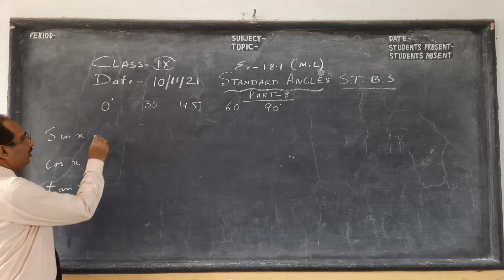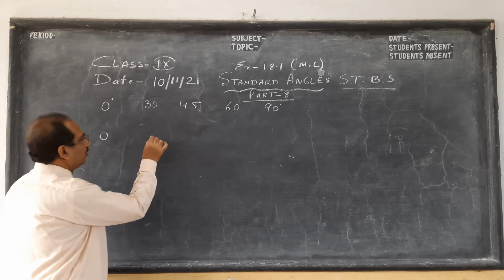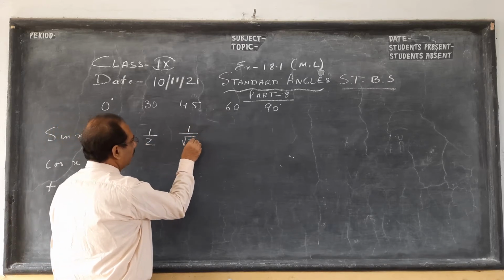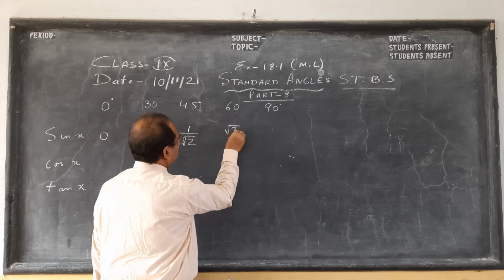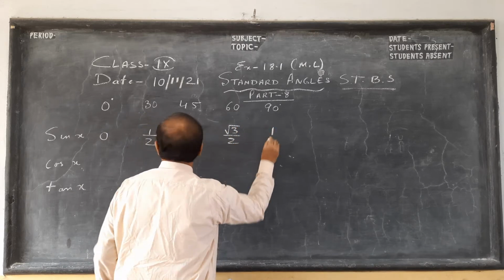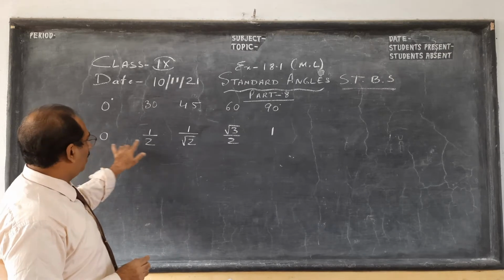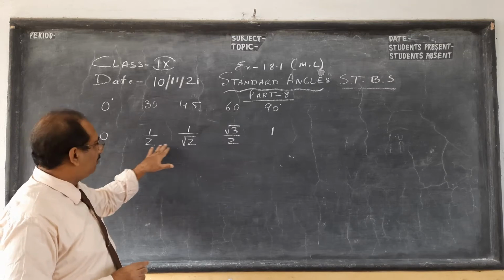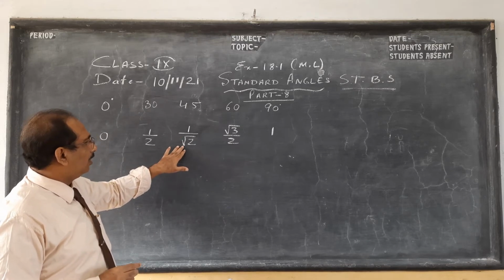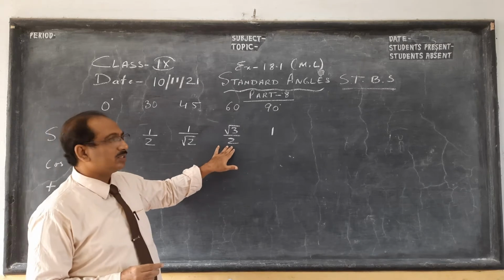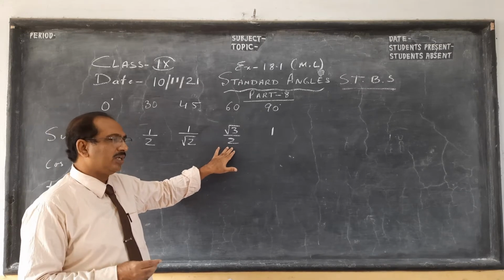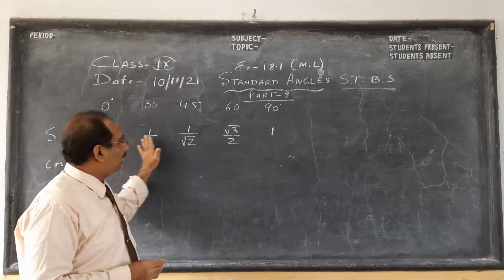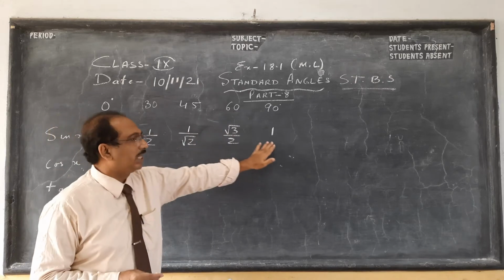First, what we do: sine 0, we write. Then I'll tell you another trick. Sine 0 is 0, sine 30 is half, sine 45 is 1 by root 2, sine 60 is root 3 by 2, and sine 90 is 1. So sine starts from 0, half. These values are increasing, children. If you find with a calculator, half is 0.5, 1 by 1.414 you will get more than half, 1.732 by 2 will be roughly 0.85, and this is 1. So the values of sine increase when you go from 0 to 90 degrees.